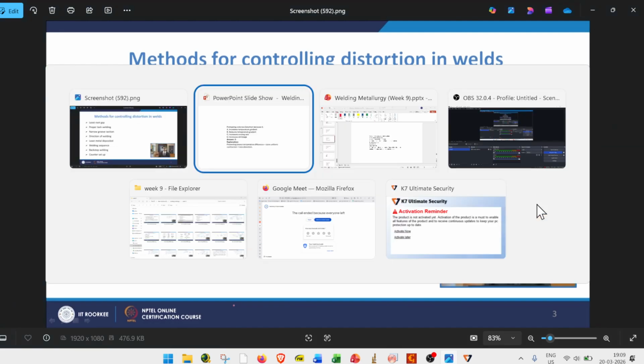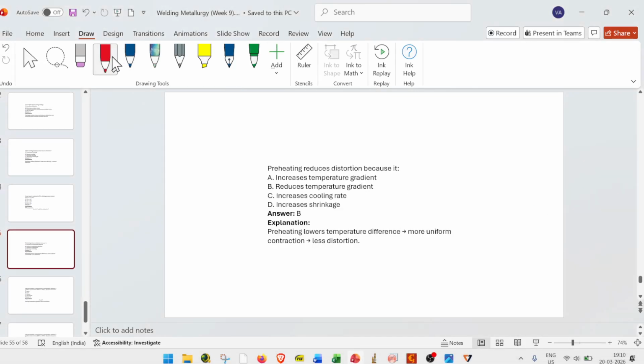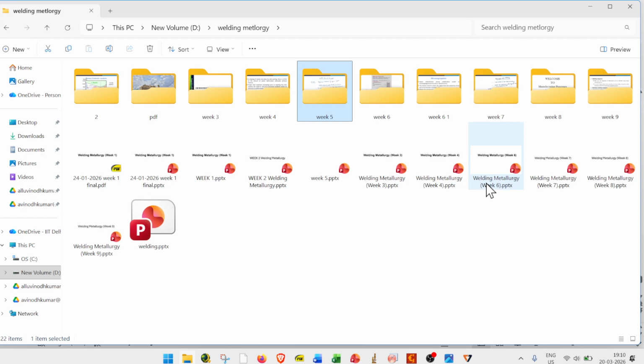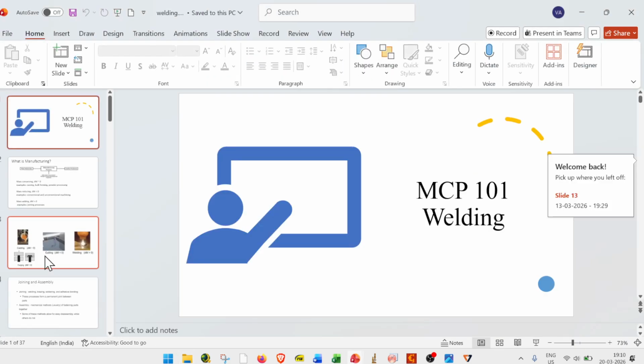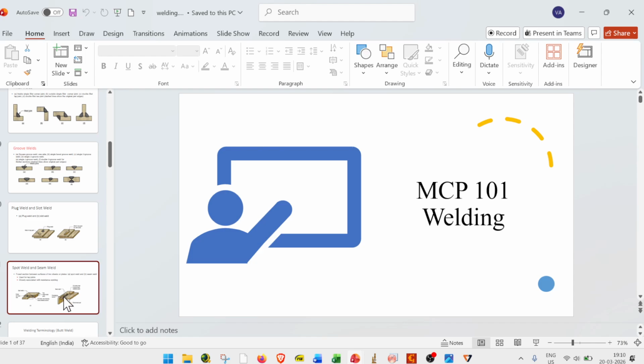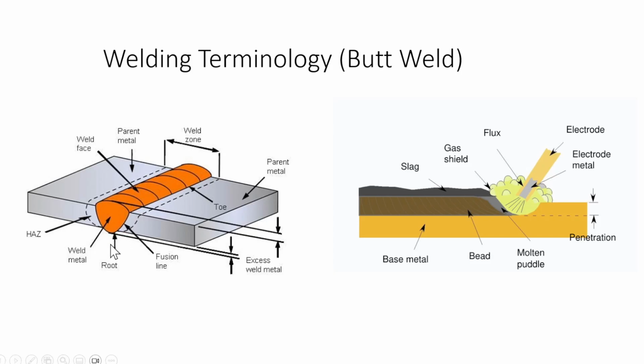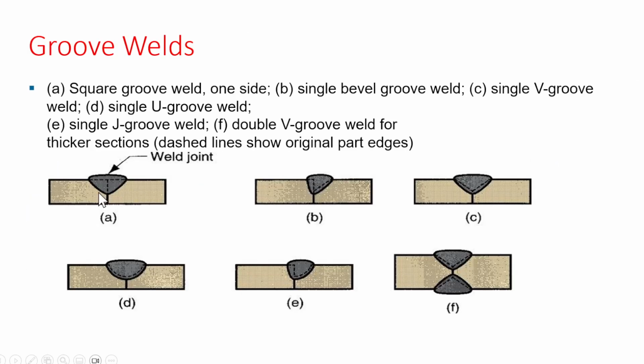So what is the root? I will show. So here is the root. This is the root. Okay, we have to provide the least gap for this root region here. So that is the one method.